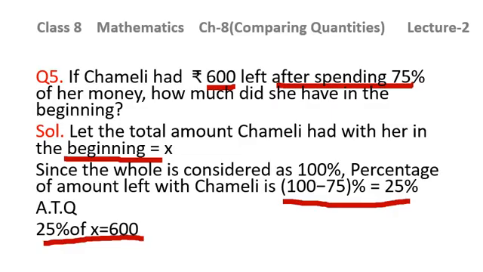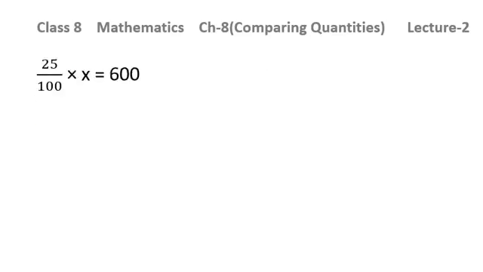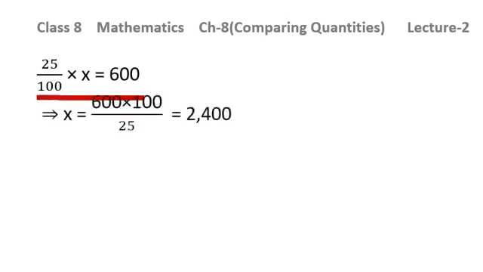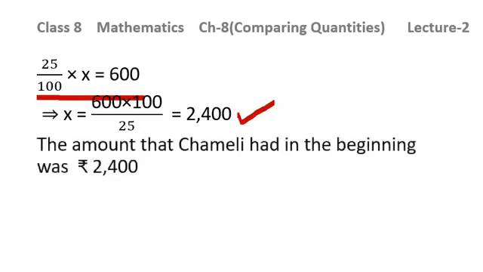So 25 was the percentage left we have calculated, x was the total amount which she was having, and 600 was the money which she was having after spending 75% of her money. Then simple, 25% was there, so we have taken 25 over 100 into x is equal to 600. Then it will be 600 into 100. This 100 will be shifted to the other side and divided by 25, so it will be 2400. So the amount that Chameli had in the beginning was rupees 2400.